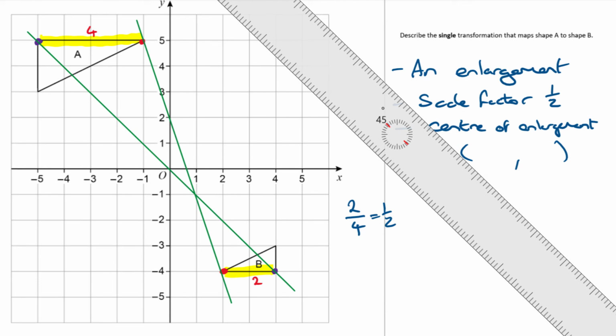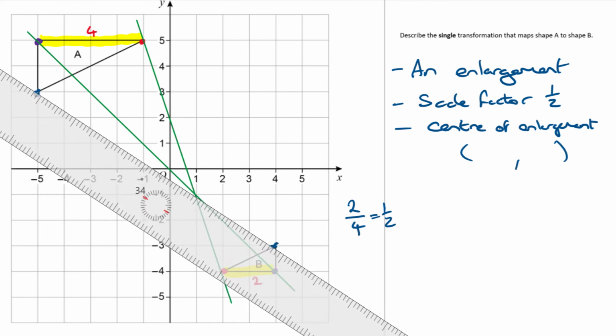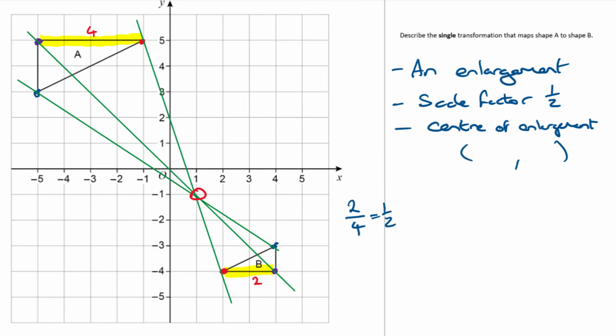Let's make that one blue. This one matches with this one. Let's join those up too. Although you probably can do it with just 2, but I like to put the third one in just to double check. Now you should find that all these lines cross through the same point, which is this point here, isn't it? And that is the center of enlargement. So that is the point 1, minus 1.